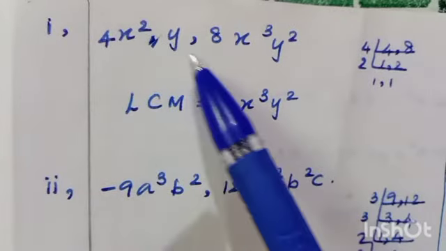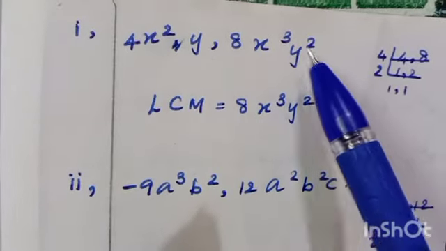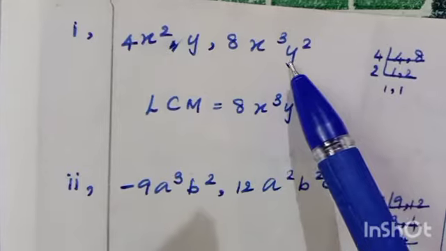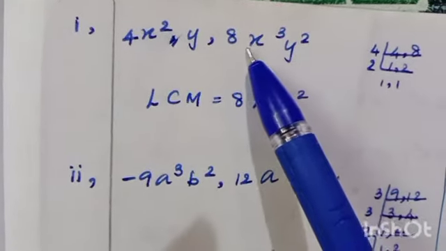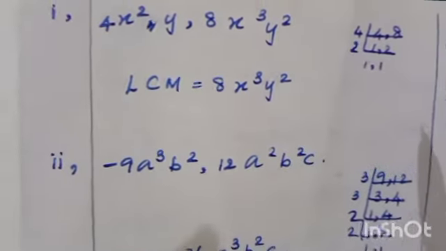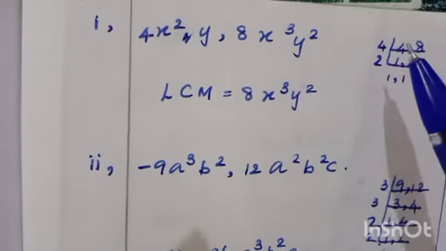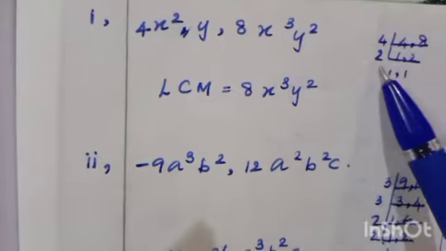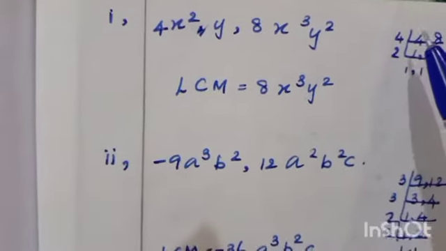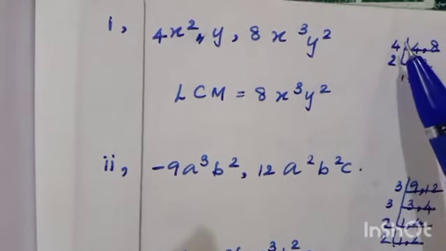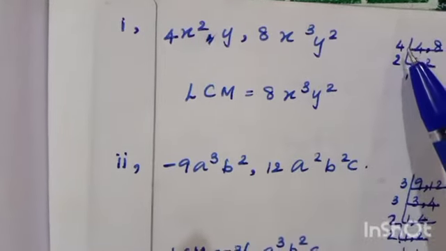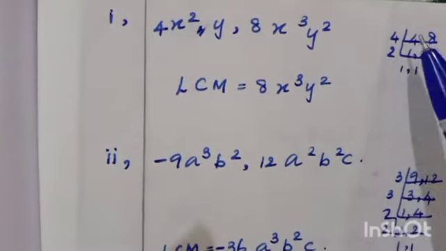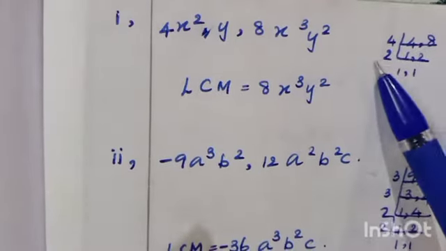First problem: 4x square y, 8x cube y square. Here the coefficients of the two expressions are 4 and 8. First you have to find the LCM of 4 and 8. It is a normal method. Normally we use prime factorization, but for LCM and GCD you need not use prime numbers. Use the common factor: 4 is possible. 1 four is 4, 2 fours are 8.